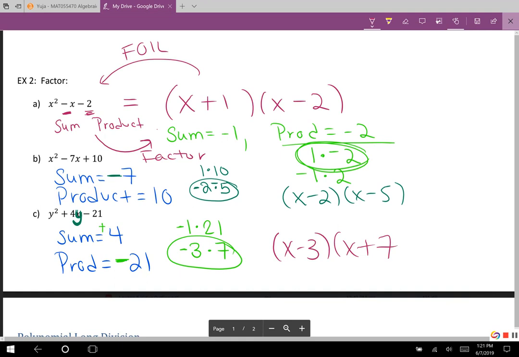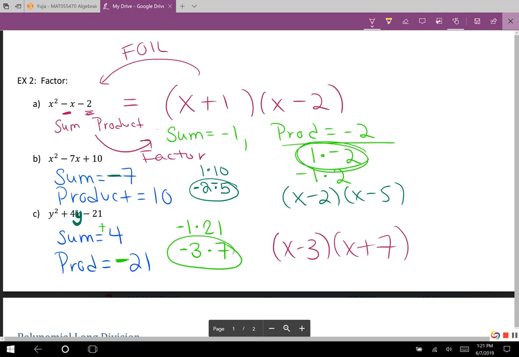Now, as I said before, we'll come back to this idea of factoring a little bit later on. We'll talk about all different kinds of factoring. But for now, I want you to just focus on these trinomials. That's what we call something with 3 terms. I want you to focus on these types of problems where you're just looking for the product and the sum. And again, this is going to come up in the next lesson, which is why I'm running through it right now.